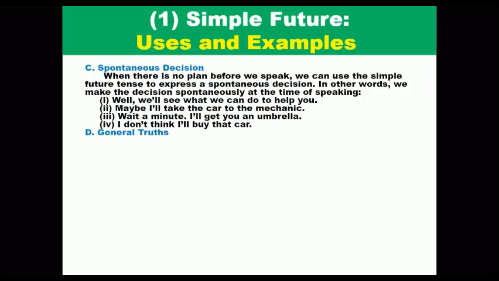These are spontaneous decisions. Then another use of the simple future tense is in talking about general truths, scientific facts, or what can be talked about as universal truths or ideas. For example, if it's made of wood, it will float.